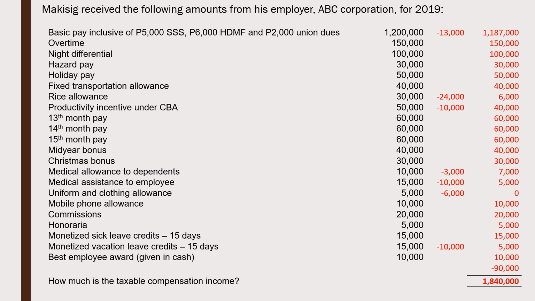Remember that the excess of the de minimis benefits over the ceiling will still be pulled together with other bonuses, and then they will be compared to the 90,000 threshold. So for rice allowance, the limit is 2,000 per month or 24,000 a year. Productivity incentive under CBA is 10,000 a year. For medical allowance to dependents, 250 per month or 3,000 per year.